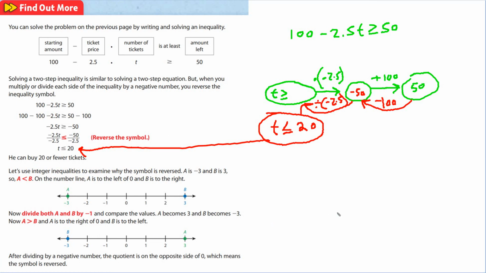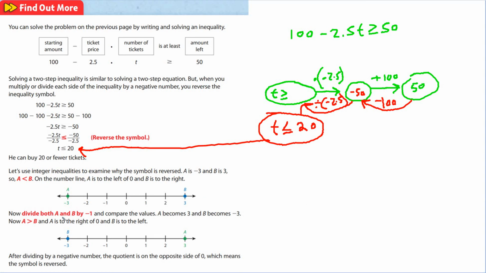Let's use integer inequalities to examine why the symbol is reversed. A is negative 3 and B is 3. Now you'll understand why we reverse. So A is less than B, right? A is less than B. On the number line, A is to the left of 0 and B is to the right. A is to the left, B is to the right.